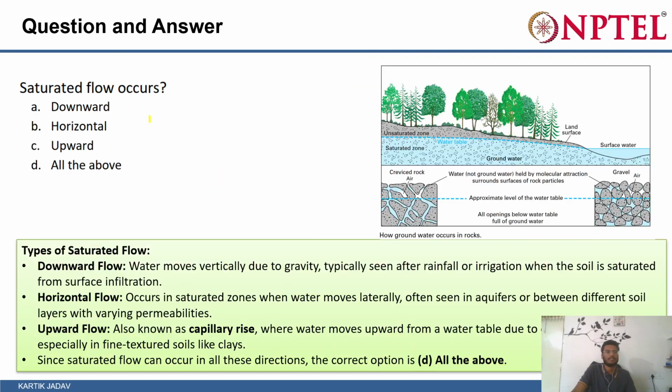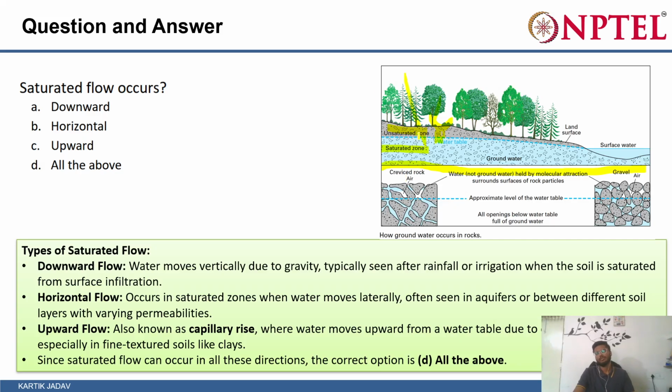Saturated flow occurs downward, horizontal, and upward, and all of the above. So we know that if you go beneath the earth's surface, there are zones: an unsaturated zone, a saturated zone, a transition zone in between, and a bedrock aquifer. Okay.